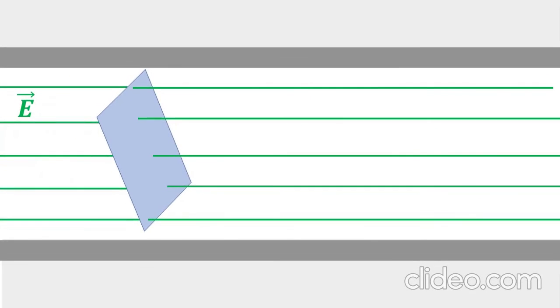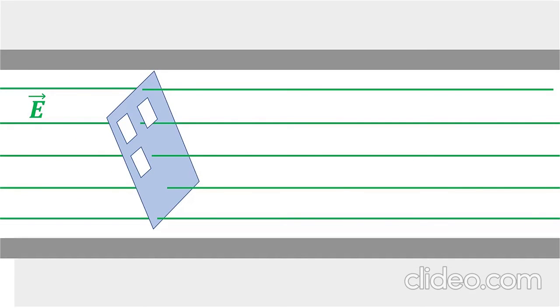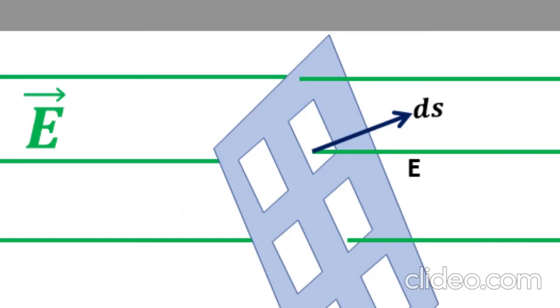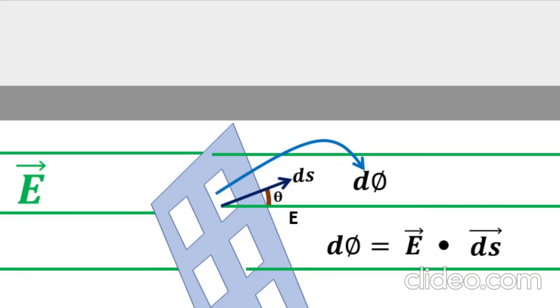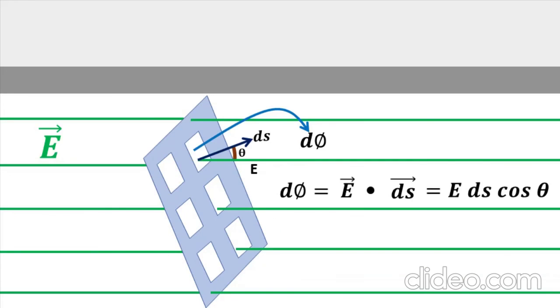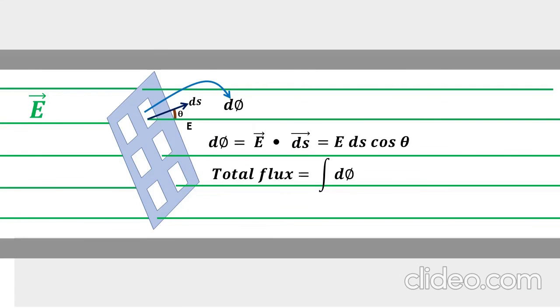Here, these lines represent a uniform electric field. This rectangle is divided into many small elements. The angle between the area element and the electric field is theta. Then, d phi can be written as vector E dot vector dS. This can be written as E dS cos theta. The total flux will be the integral of d phi. So, flux is a scalar quantity.